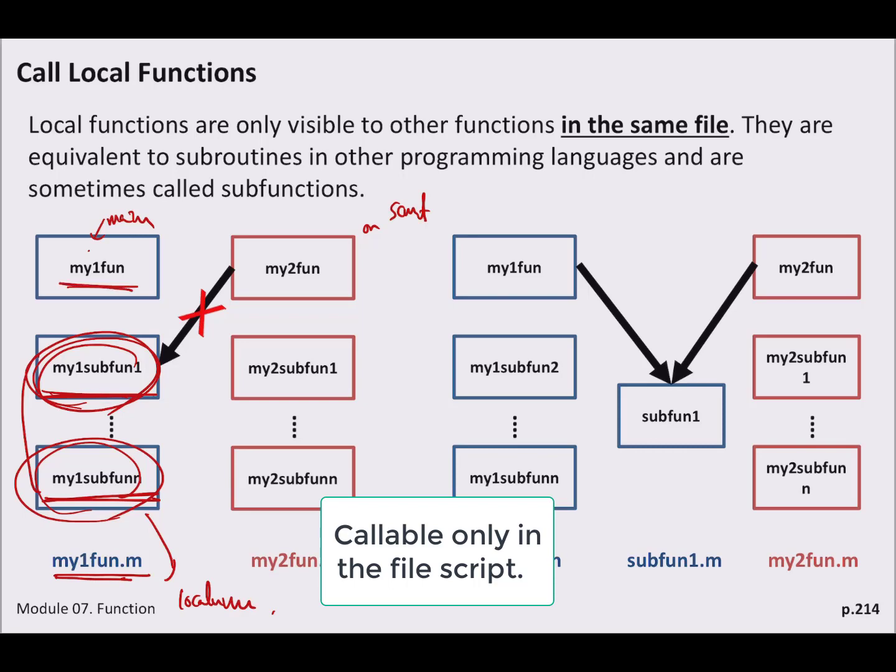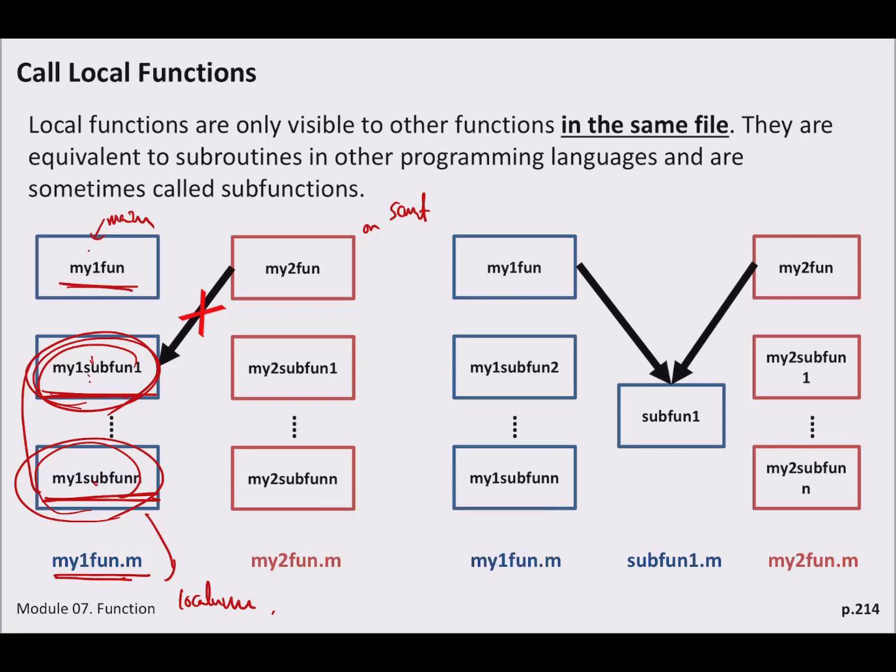My one main function calls these 2 subfunctions. My one subfunction 1 also calls this subfunction, right? Okay, but other functions or other scripts cannot call these subfunctions. Okay, if you think that this local function could be reused for other scripts or functions, you need to store this subfunction in a separate file to make it a main function.